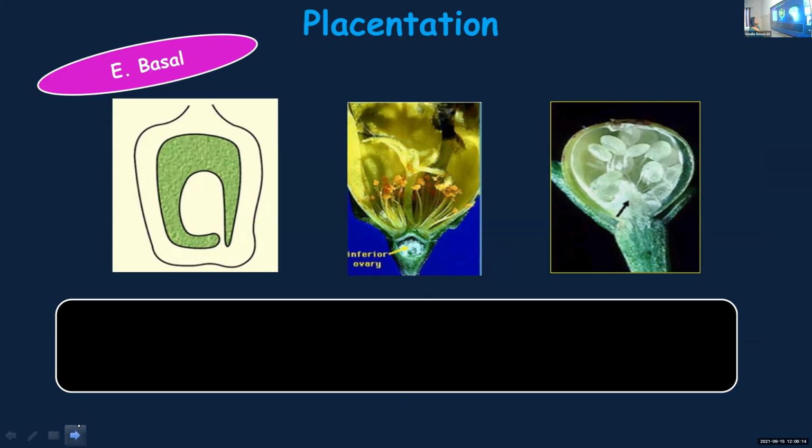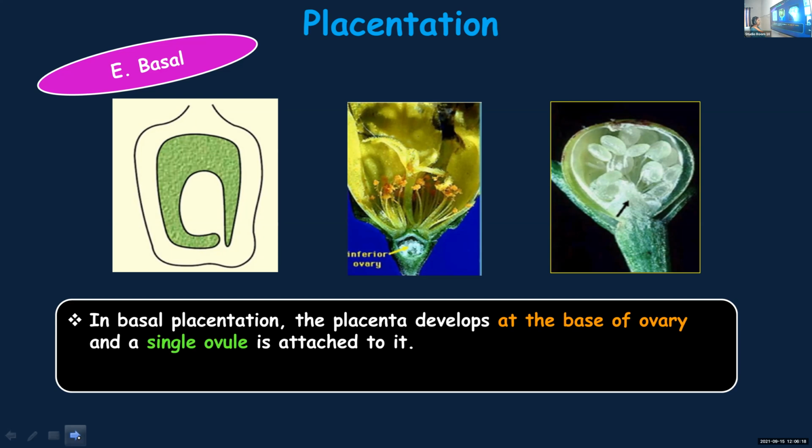Then comes basal. It is attached to the basal region. In basal placentation, the placenta is present at the base and you can see a single ovule attached to the base of it. Examples: marigold and sunflower. So these are the two examples for basal placentation.